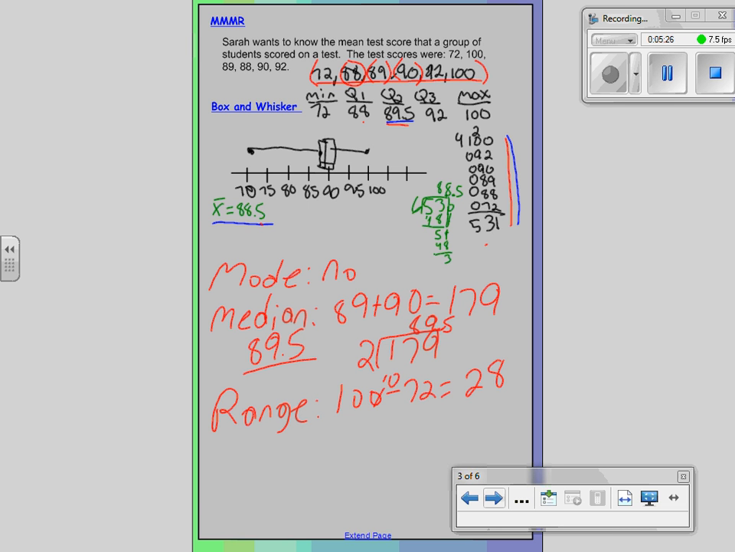Upper quartile, you got 3 numbers. The number in the middle is 92. Your minimum and your maximum is 72 and 100.